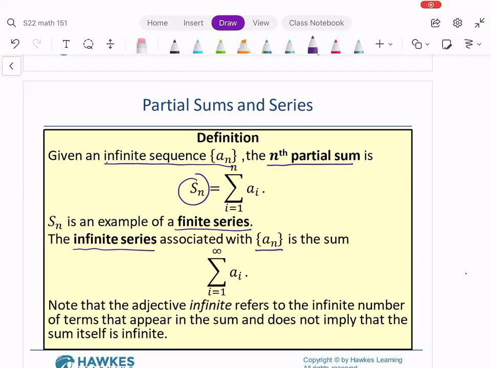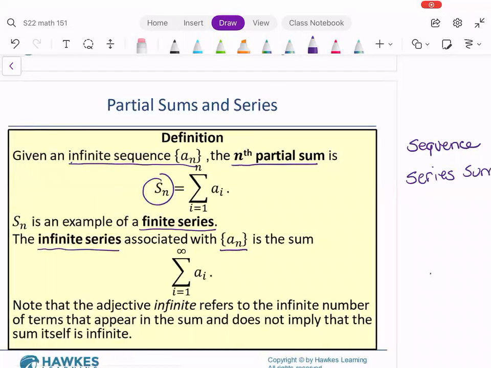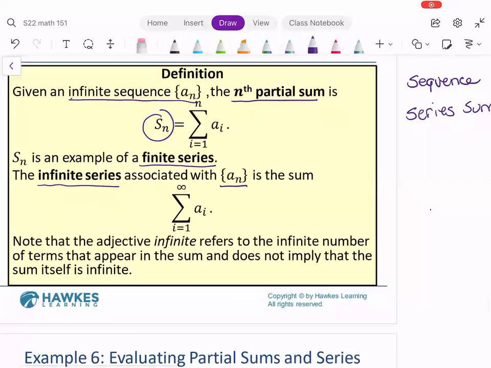Be careful. It's very easy to interchange those words. You may even find me doing it in this lecture. But remember, a sequence is the list of elements or numbers in a particular order. And the series is the sum of those elements. So be careful when you're looking at those two terms. Notice here that the term infinite refers to the infinite number of terms that appear, but it doesn't necessarily mean that the sum itself is infinite.